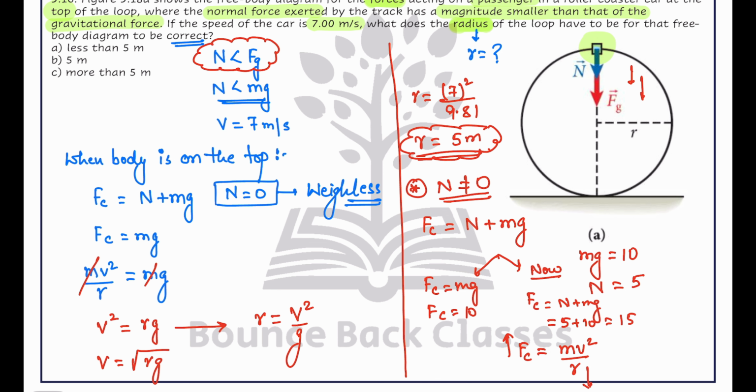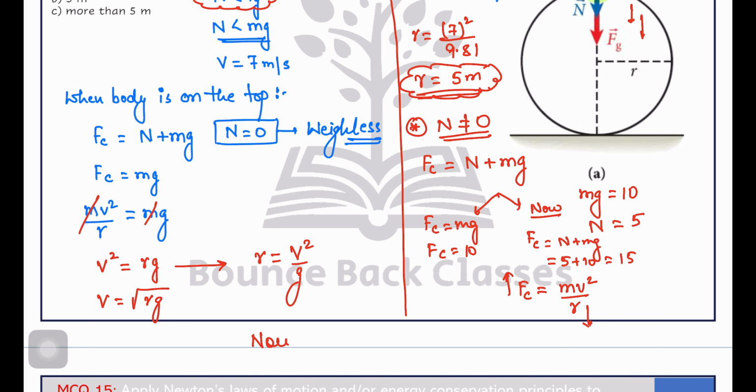It means the new radius is less than 5 meters. Clear, guys? Less than 5 meters. So the answer is A. Clear?